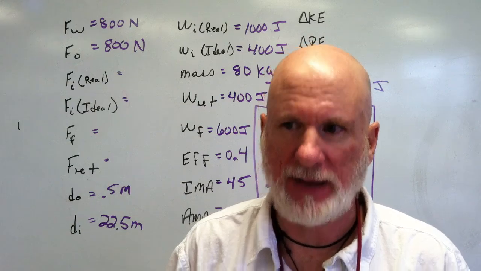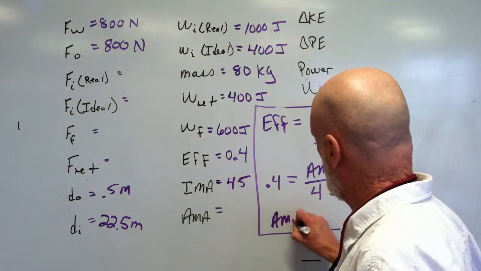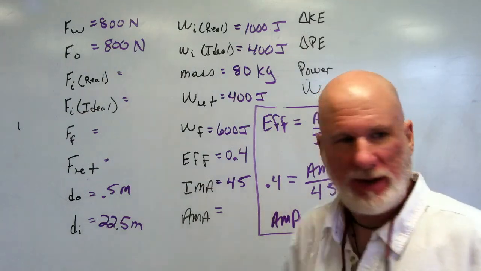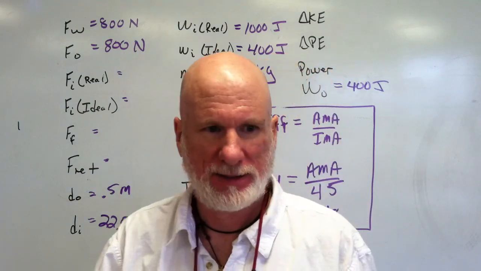0.4 times 45 is 18. That's absolutely correct. So the AMA equals 18. You doubted me. No, I didn't. I just want to make sure that you were convinced.